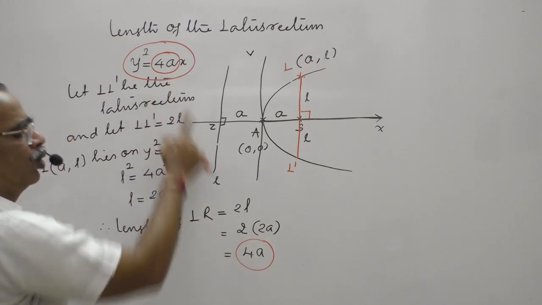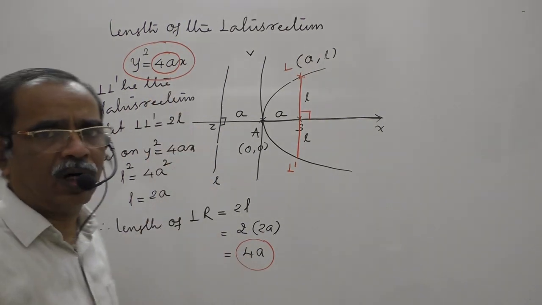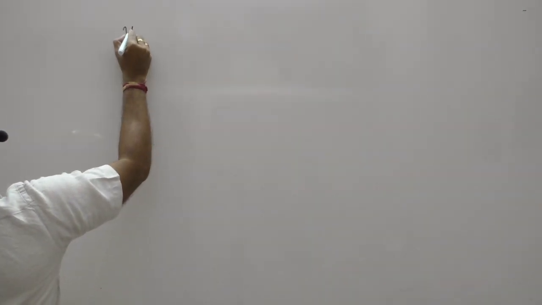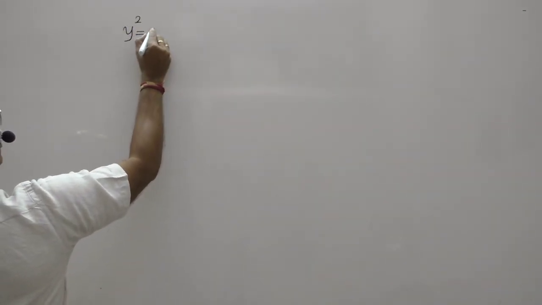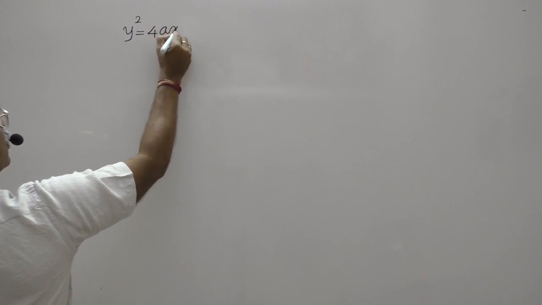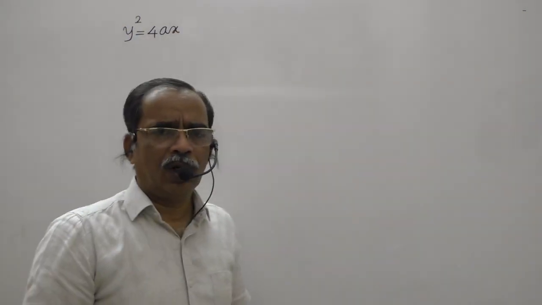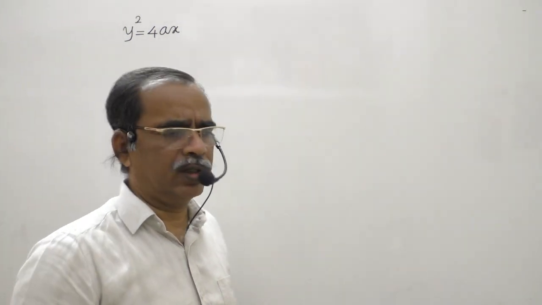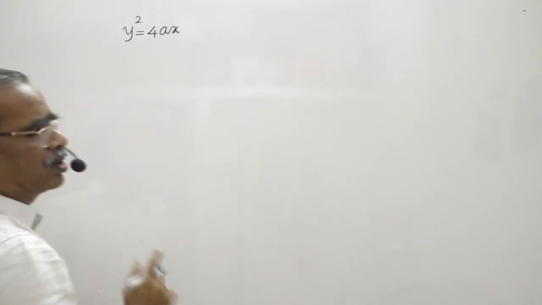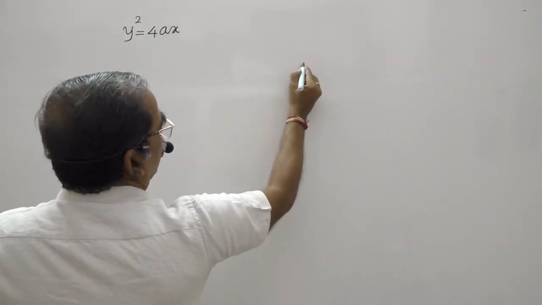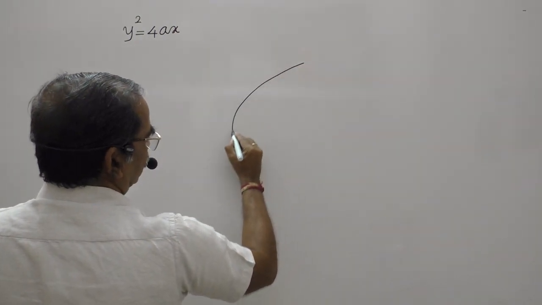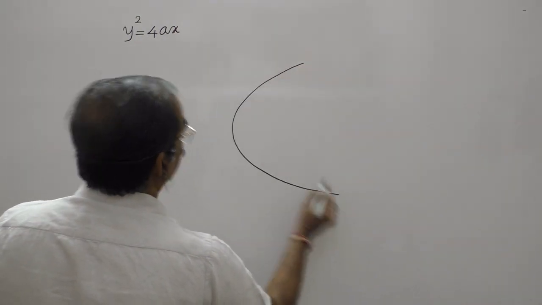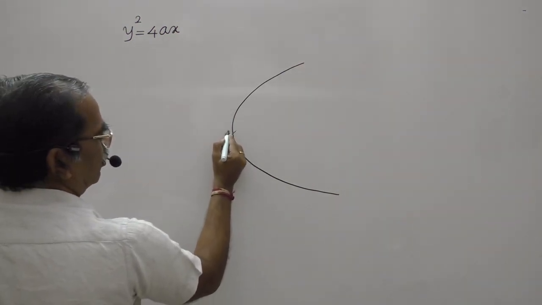So for this parabola, the length of the latus rectum is what? 4a. Yes. Once again, listen. We have seen the parabola's standard form, y square is equal to 4ax. This is the equation. Study in order. Go through all the definitions. Listen. We have also seen the nature of the curve. So the figure will be like this, no? Which figure? Which curve? y square is equal to 4ax.